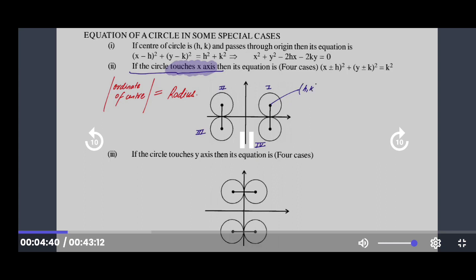So let's say this is h comma k, for example, the center. Then what I'm saying is that this distance.